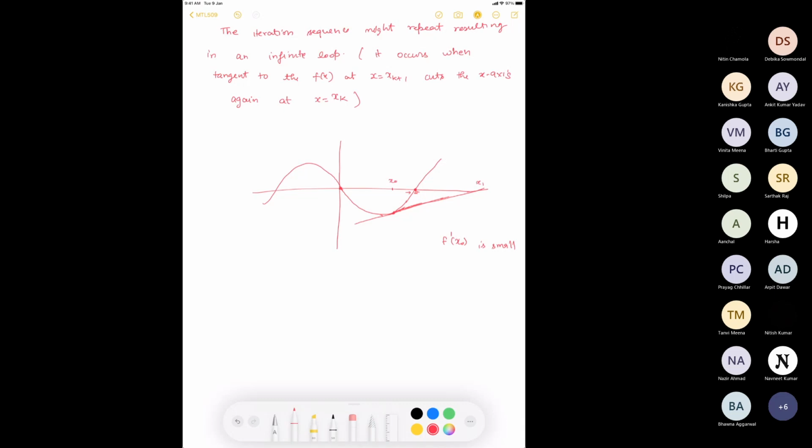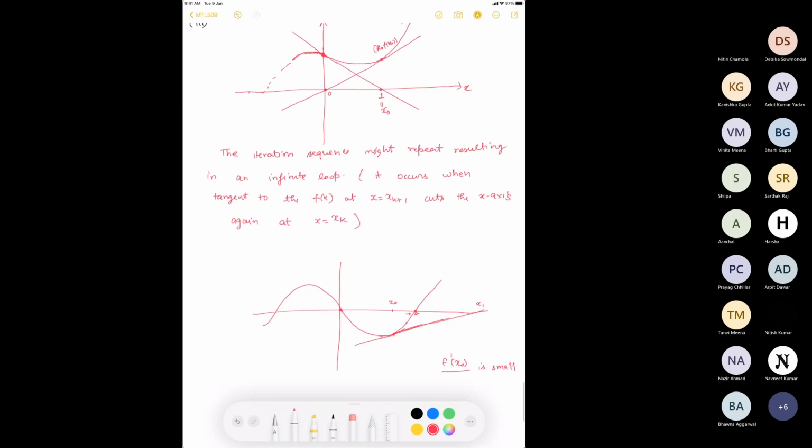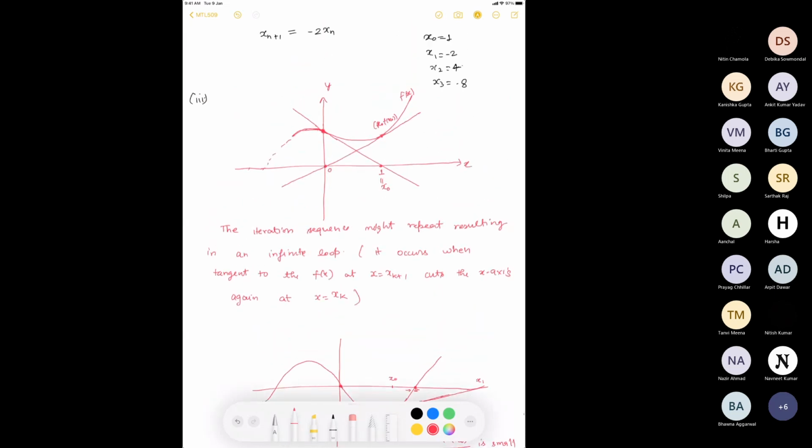So if f prime of x naught is very small, then this algorithm will take a lot of iterations to converge, because initially it will send the iterations far and far away from the actual root. So it all boils down to how you choose your initial guess, and that will really determine whether your iterations are going to converge or diverge.